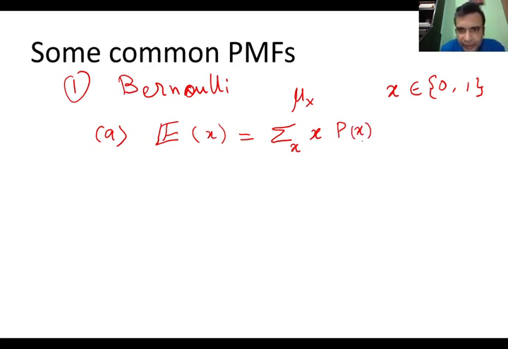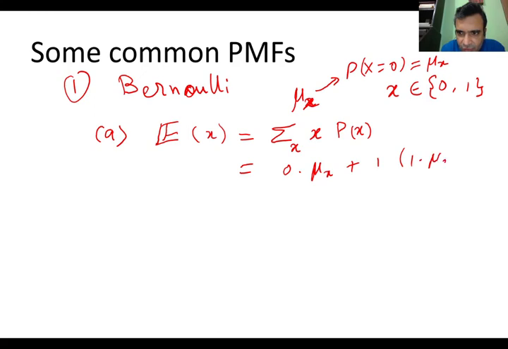Right, so if we apply that, so what is mu x? Mu x is the probability that x is equal to 0, right, which is equal to mu x. Okay, I'll just use small x here just to avoid confusion. So here, what is this going to be? We can take two values, 0 and 1. So it is going to be 0 times mu of x plus 1 times 1 minus mu of x.